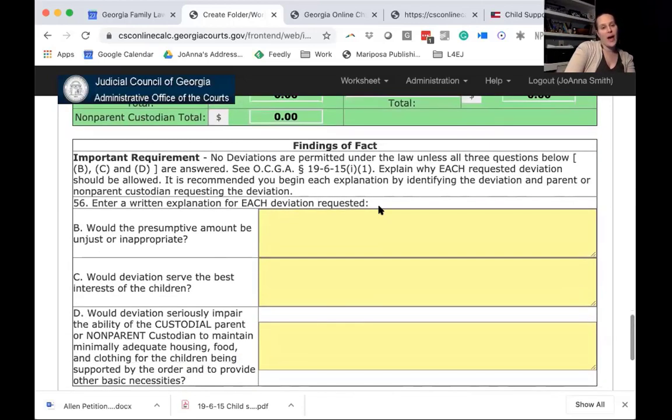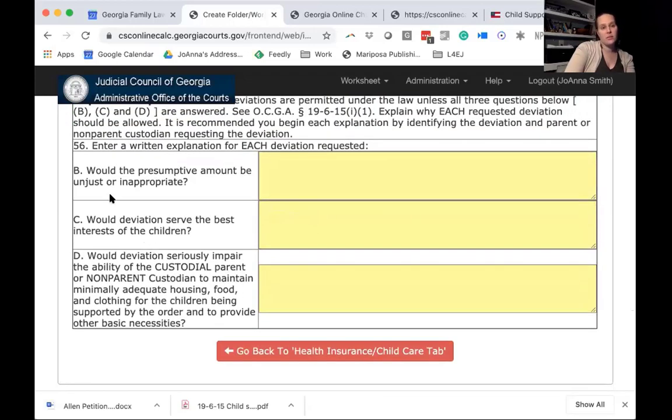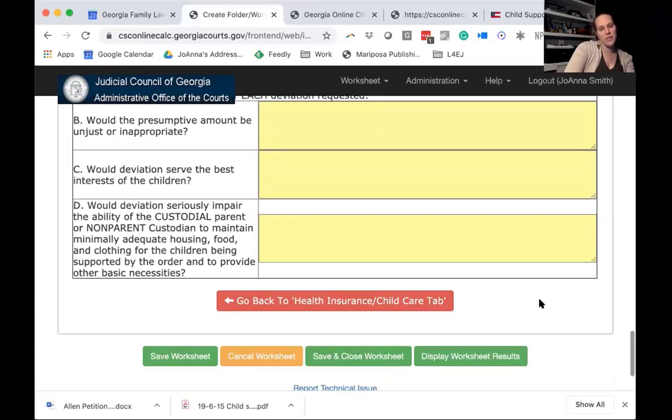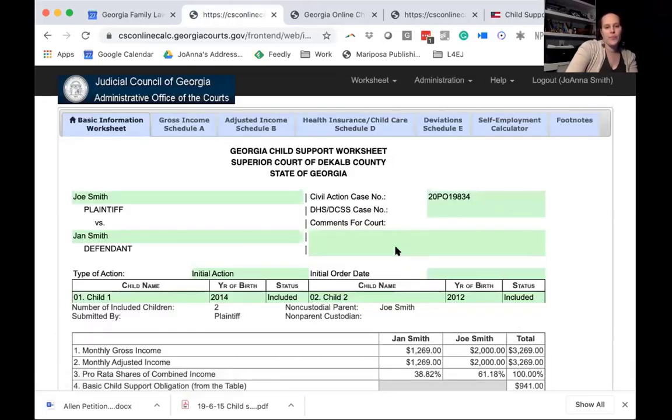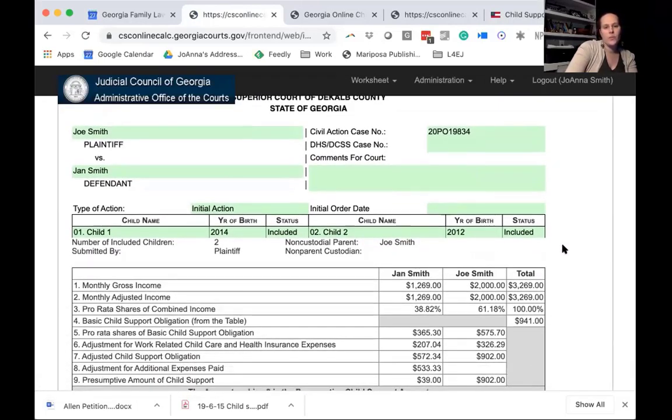For any deviation, you have to answer these three questions. Would the presumptive amount be unjust or inappropriate? Would the deviation serve the best interest of the child? And would the deviation make it so that the custodial parent couldn't do what they need to do to take care of the child? And so you have to say no. So it has to be yes, yes, no in order for it to be granted. Okay, so once you do all of that, you say display worksheet results, you give it a name, and then it will show us the worksheet. So this is what it spits out.